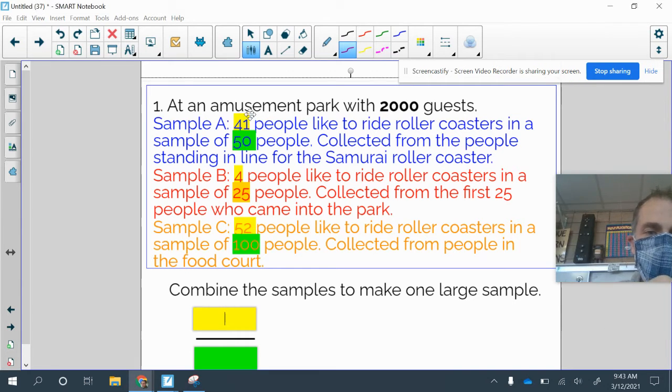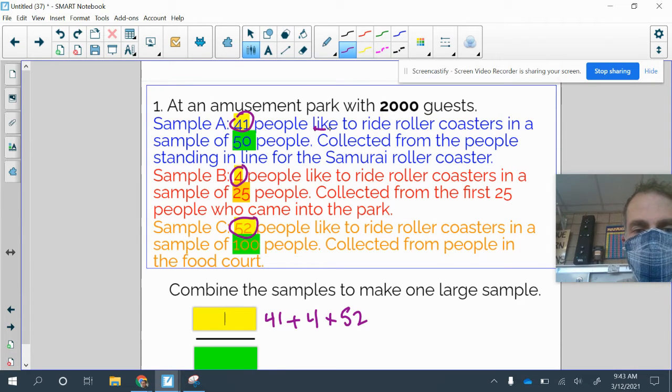Next, same problem, but now we're going to combine the samples to make one large sample. So we're going to do 41 plus 4 plus 52 to figure out how many people liked roller coaster rides. Those are the ones that liked the roller coasters out of each sample. So 41 plus 4 is 45, plus 52 is 97.